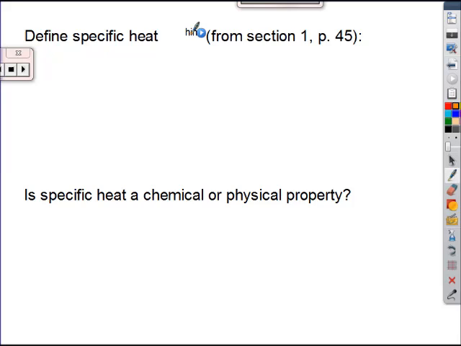Now, in order to find out what specific heat is, we don't have to destroy material. We're actually going to do this in lab next week. So if we don't destroy it, that would mean that it would be which kind of property? Chemical property or physical property? Physical. Very good.